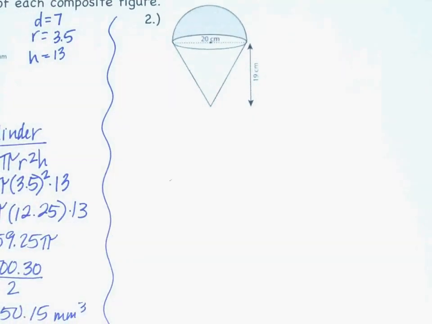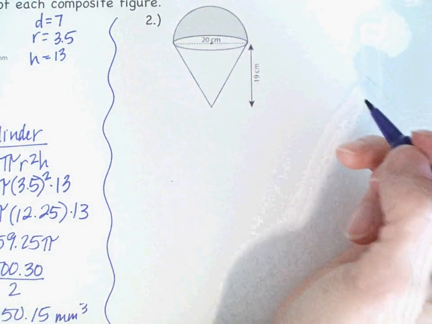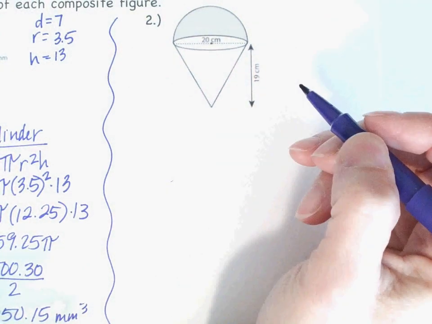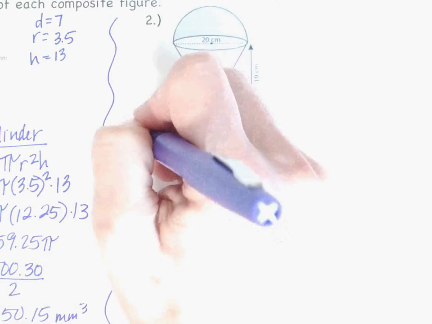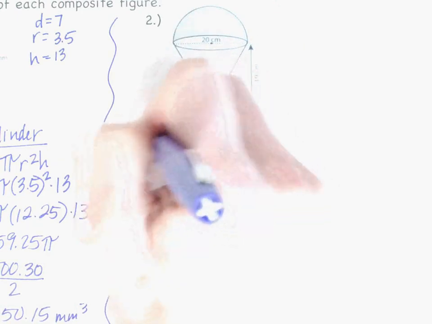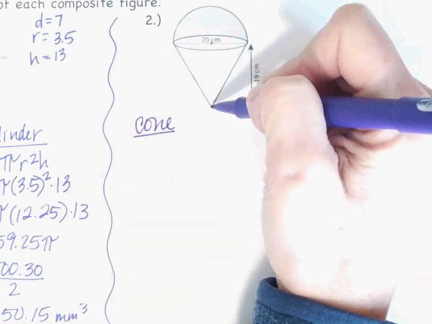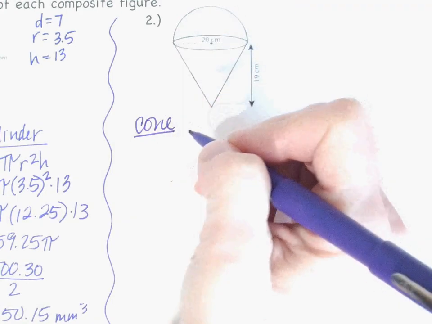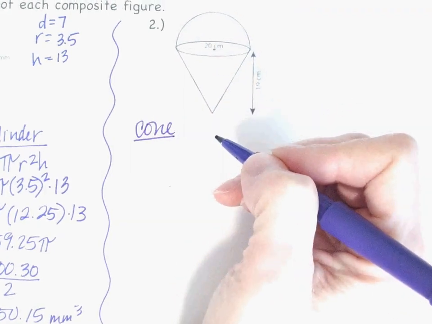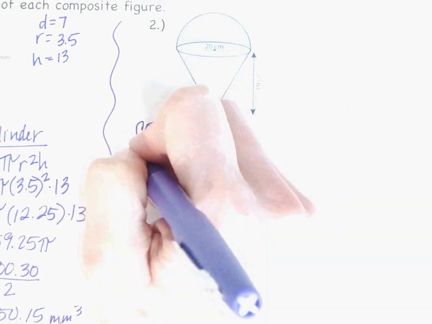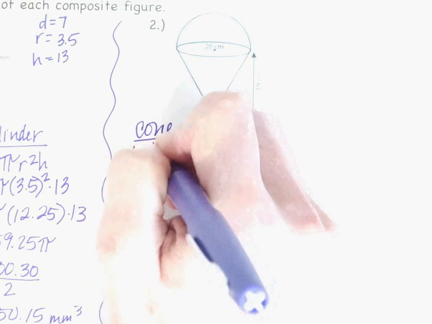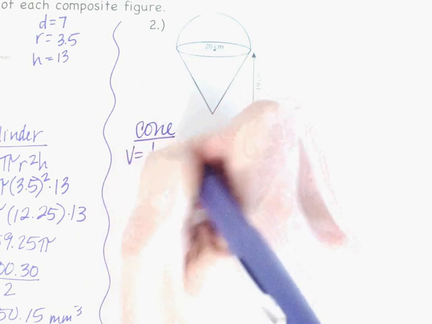My second example, we have a hemisphere, okay, half a sphere, and a cone. So we did have one similar to this on the last notes, so hopefully this will be more of a review. If not, that's okay. But we're going to find the volume of the cone and then half the sphere. Starting with the cone, to recopy the formula, we have 1/3 pi r squared h.